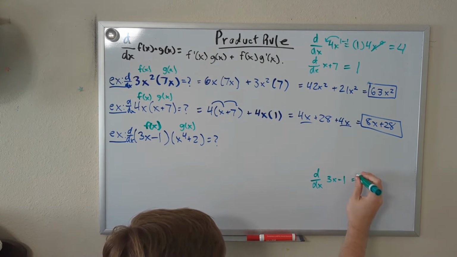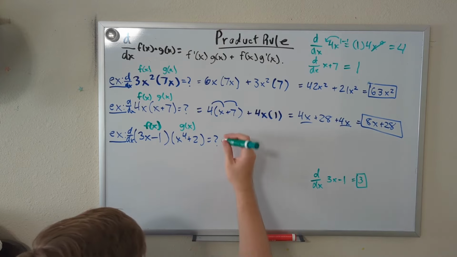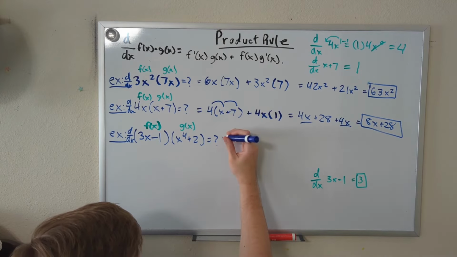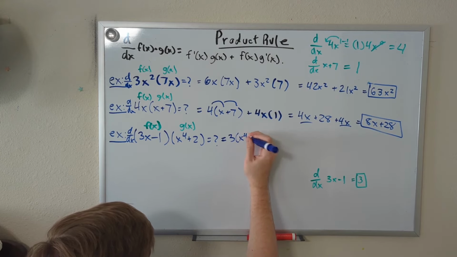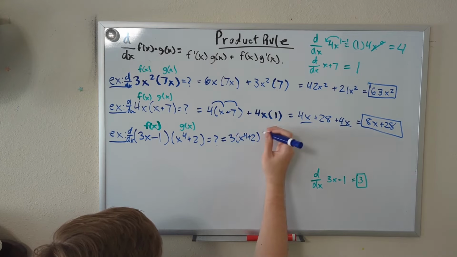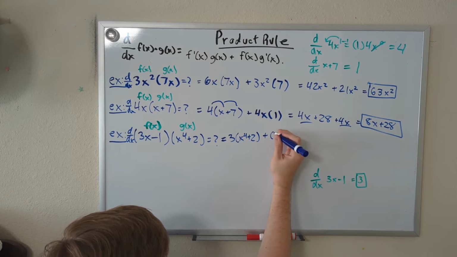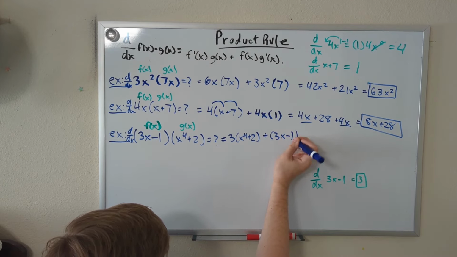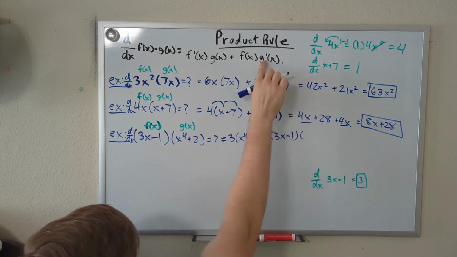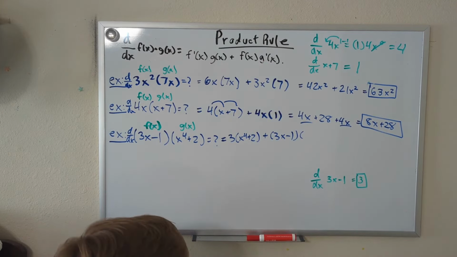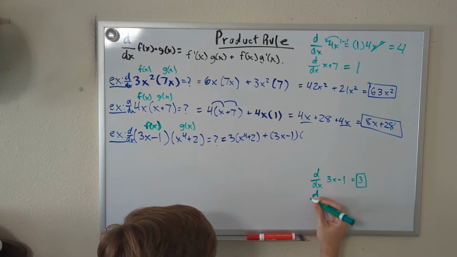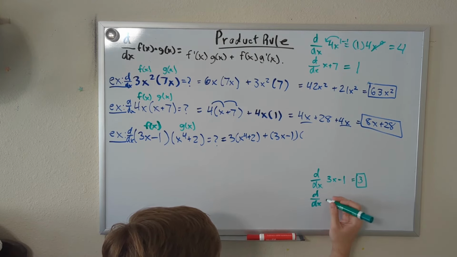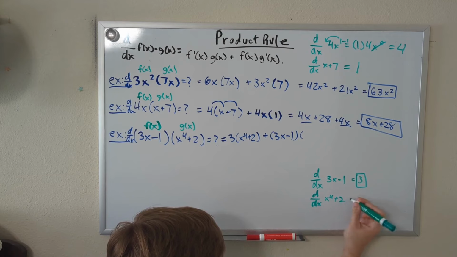So the derivative of f of x is just 3. Writing that down here, we get 3 times g of x, which is just x to the 4th plus 2. And now we just need to add f of x, which is 3x minus 1, times g prime of x. And we're going to solve that down here as well. Our g of x function is x to the 4th plus 2. So d dx of x to the 4th plus 2.